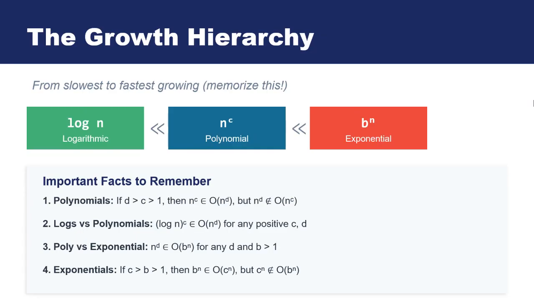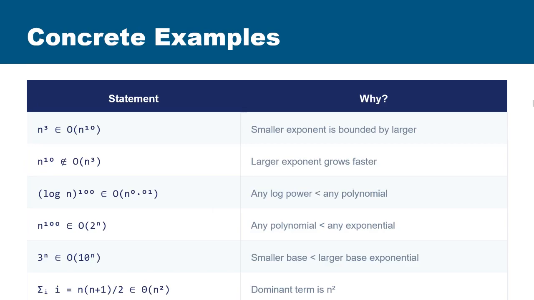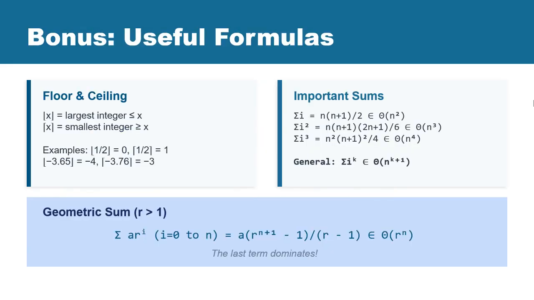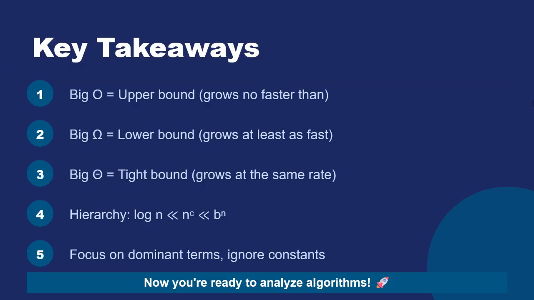Growth hierarchy, slowest to fastest: logarithmic, polynomial, exponential. These are some examples. Just look at the dominant terms. And then these are the useful formulas. So, cool beans. Key takeaways: big O, upper bound; big omega, lower bound; big theta, tight bound.